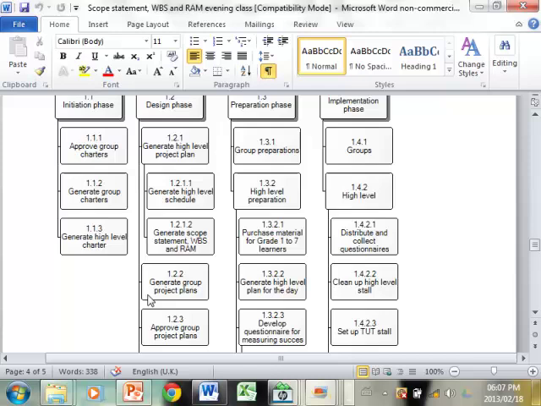And I'm sure that you guys will all be very unhappy if I share your group project plans with everybody else, because that's your proprietary information.